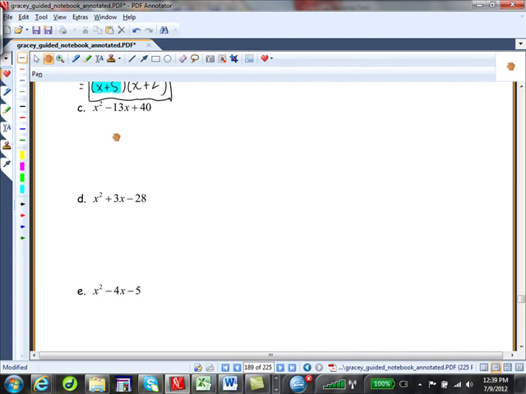Okay, so here we go. Here's our x. 1 times 40 is 40. And then b is negative 13. Two numbers that multiply to be 40 and sum to be negative 13 are? Good, negative 8 and negative 5. So we will rewrite our middle term as minus 8x minus 5x plus 40. This is how we split up our middle term.